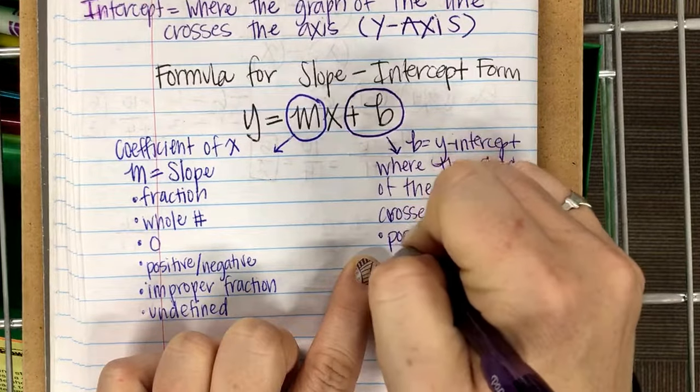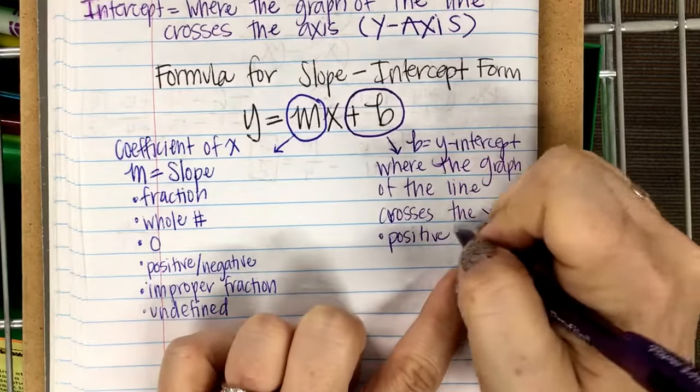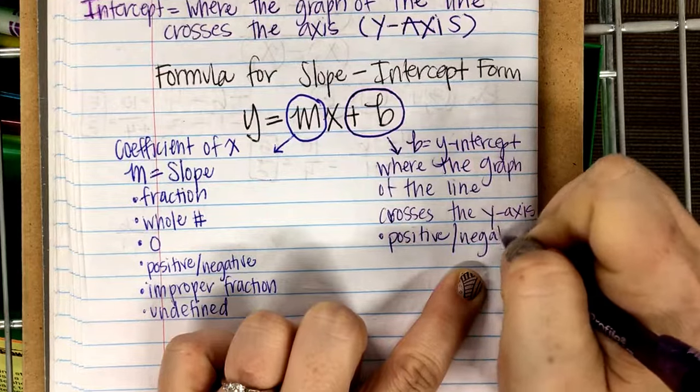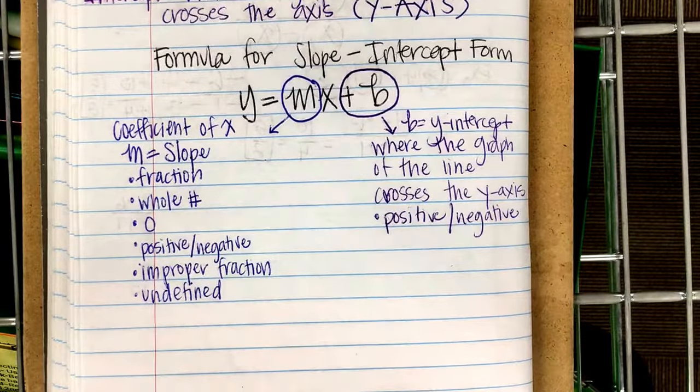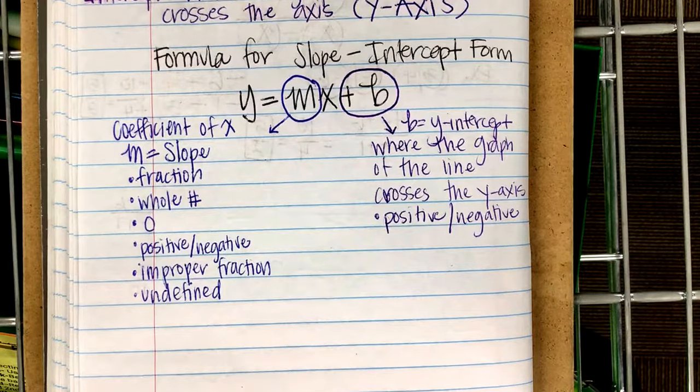It can be positive or negative. It is most likely, 95% of the time, going to be a whole number. 5, -3, 0, no decimals. Every once in a while you'll get a decimal. We'll talk about it later.